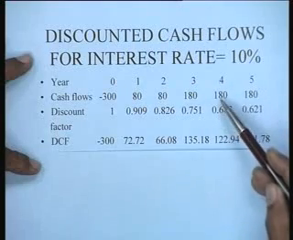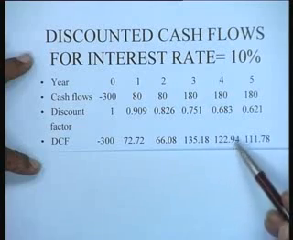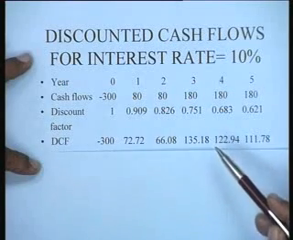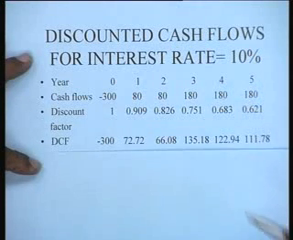That means this much money at the end of the fourth year, 180,000 rupees, is actually worth 122.94 right now if you take an interest rate of 10%. That is the physical meaning.